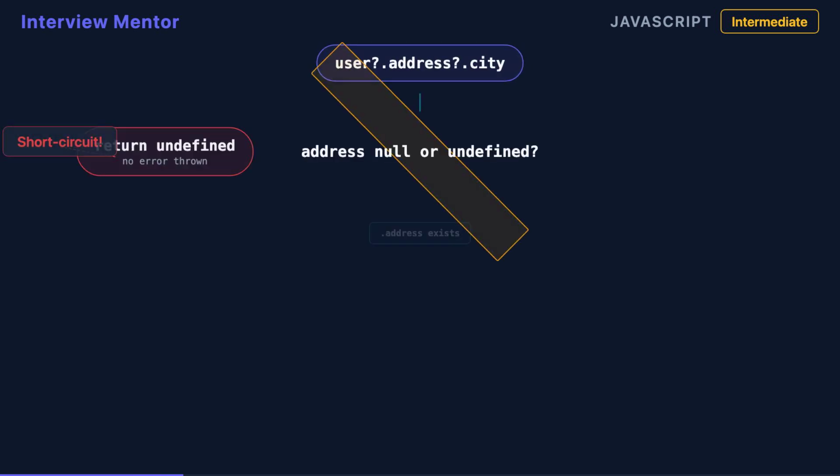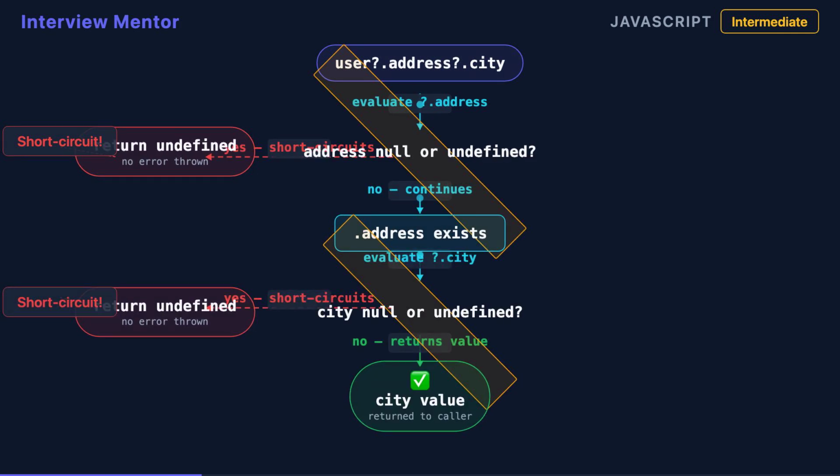The question mark dot operator short-circuits evaluation. The moment any step encounters null or undefined, the entire expression immediately returns undefined. No error. So user?.address?.city returns undefined safely if address is missing. Each question mark dot is an independent guard. The rest of the chain only runs if the left side has a value.